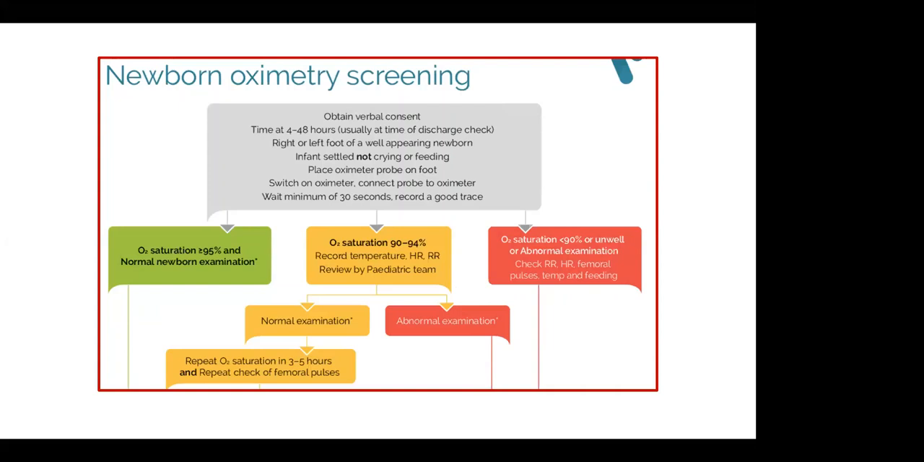One of the good diagnostic tools that we are all using is newborn oximetry screening, which is now mandatory for all in the ICU. However, you have to do it right to be able to benefit from it, as this is one of the algorithms used in many hospitals.